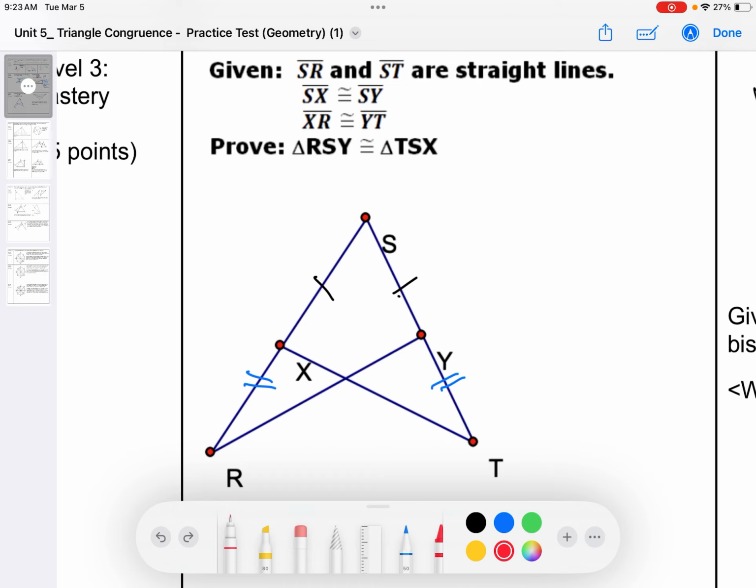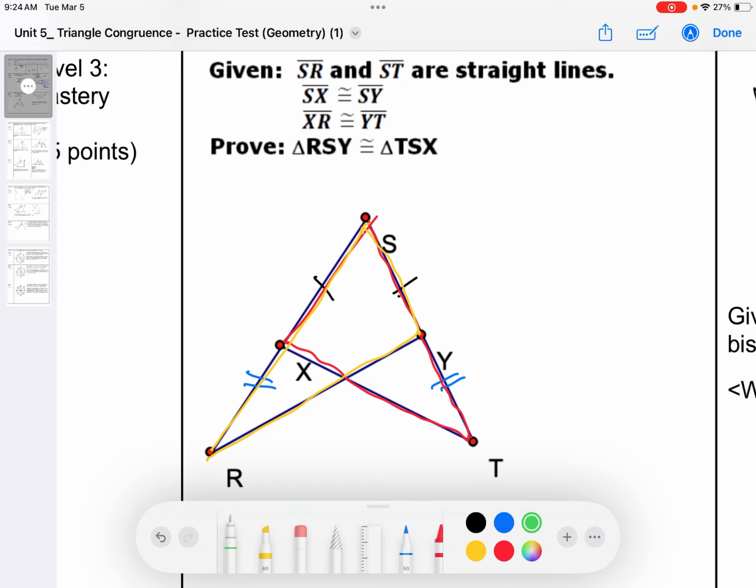So in red, I have triangle TSX. And in, forget what color I used, we'll say yellow, I have triangle RSY. It was green before, but now it's yellow, sorry. So if we want to show that those triangles are congruent, we need some congruent pieces.